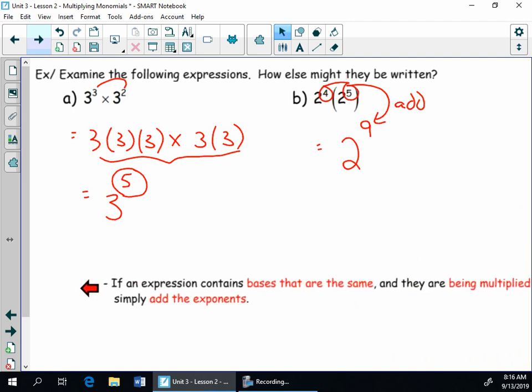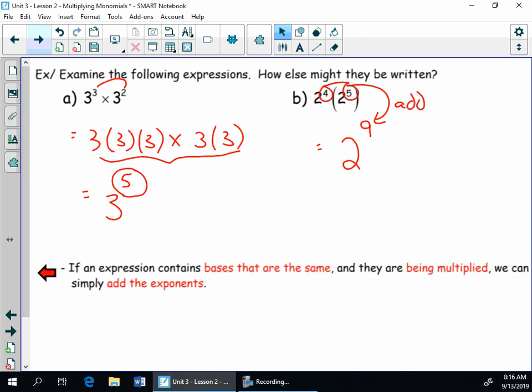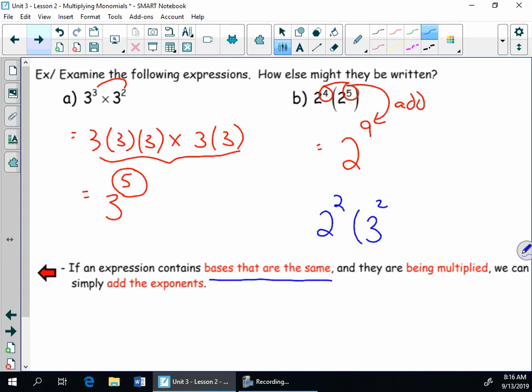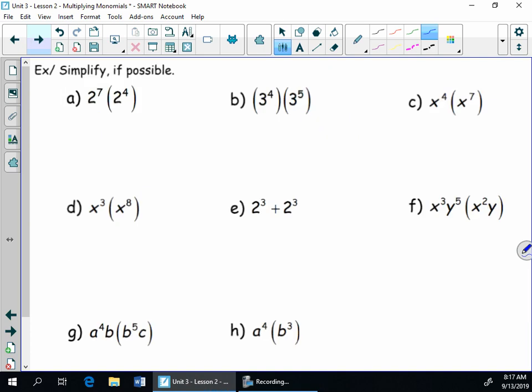Okay, it's pointed out for us. If we have bases that are the same, that's a big one there. Bases have to be the same. I couldn't do this idea when I've had things like this, because my bases are different from each other. There's no rule there. And they're being multiplied, which we have. And multiplying could be shown with a times sign. It could be shown with brackets. Well, the fast way of doing this is just to simply add your exponents, as we pointed out in those last 3 questions here. Let's try a couple.